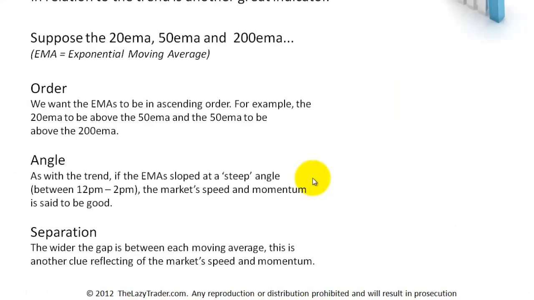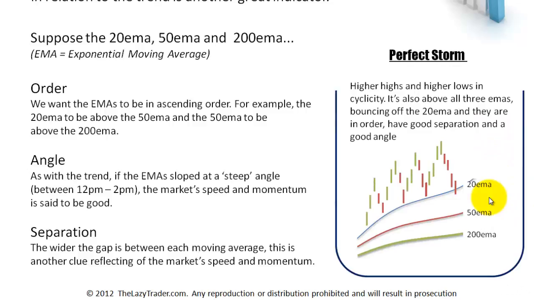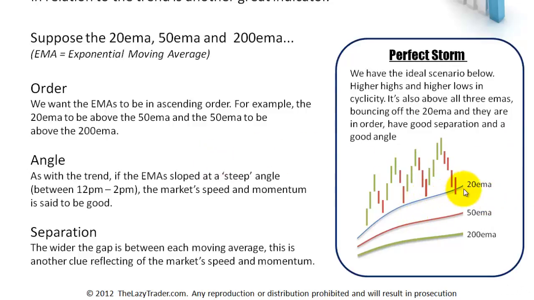So again, we look at the order, angle, and separation of the moving averages. This is important, but it does depend on whether you're going long or short. If we're going long, we want the 20 moving average to be above the 50, and the 50 moving average to be above the 200.